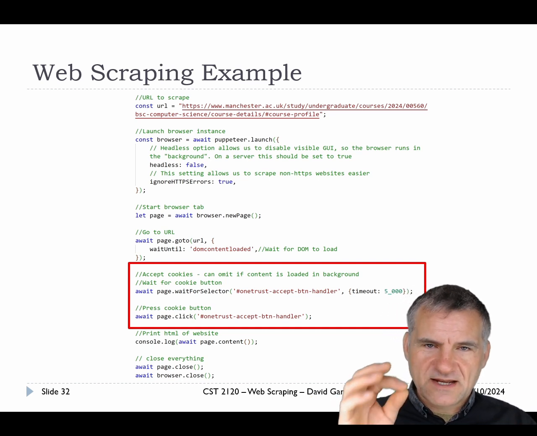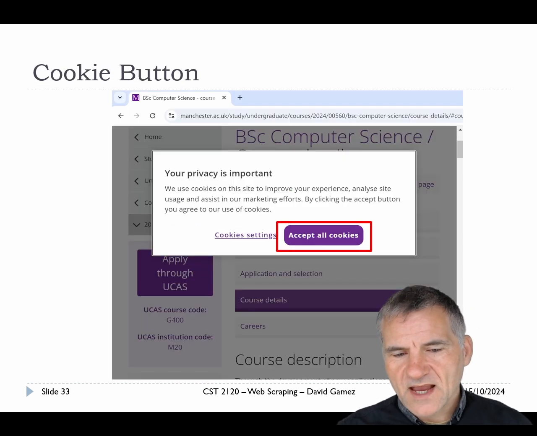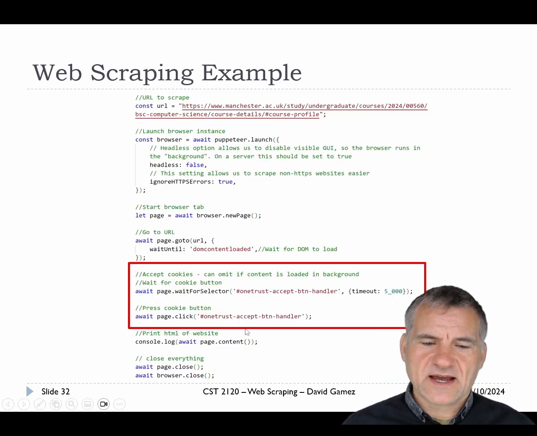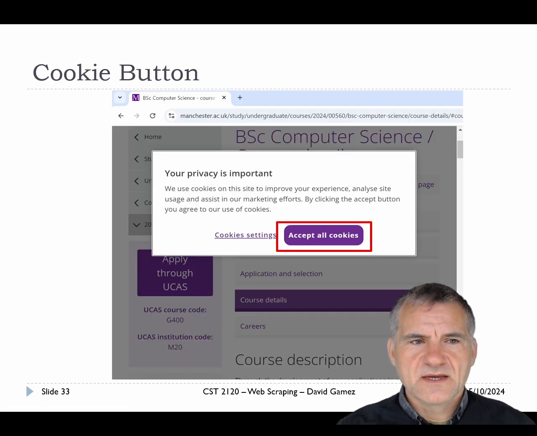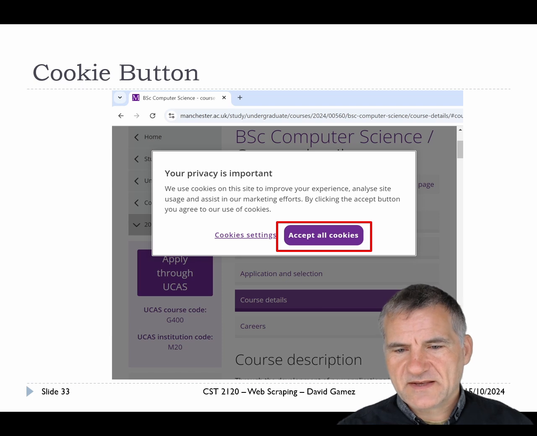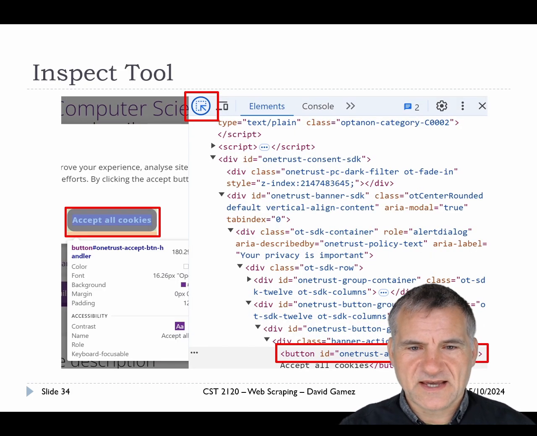So we can click on that cookie button, and then we can access the page. All I'm doing is logging out the HTML on the page, just as a demo. So this is the cookie button here. If we click on this, Puppeteer will enable us to click on that button in the browser and get rid of that GUI, although in fact we don't need to in this case.